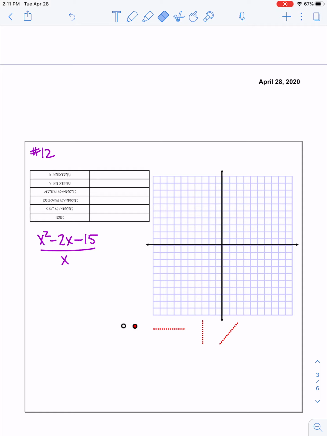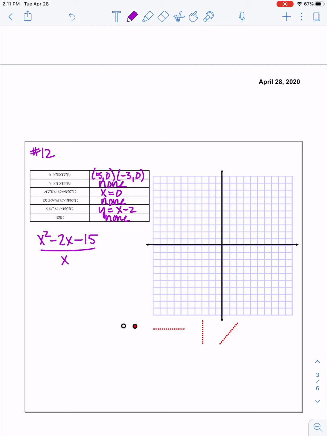What we're going to do is fill in all of our information. So number 12 has two x-intercepts at 5, 0 and negative 3, 0. Y-intercept, there are none. Vertical asymptote at x equals 0. Horizontal asymptote, there is none. Slant asymptote at y equals x minus 2. And no holes.